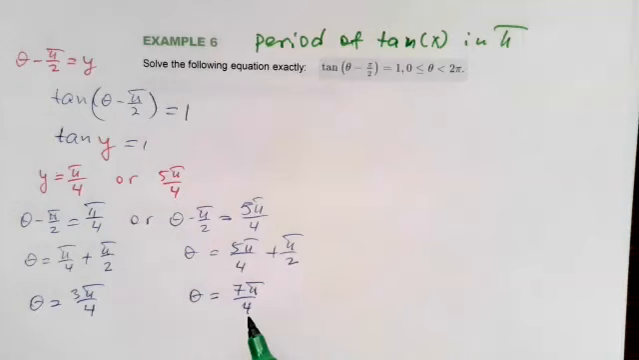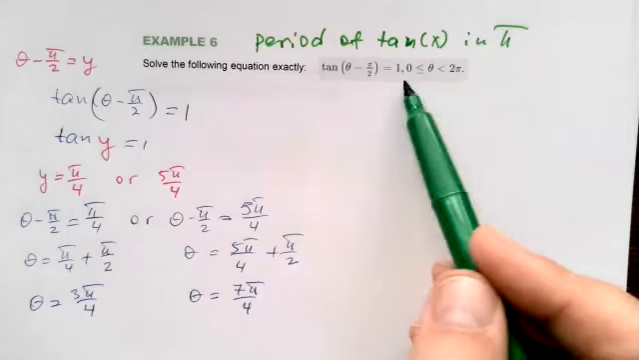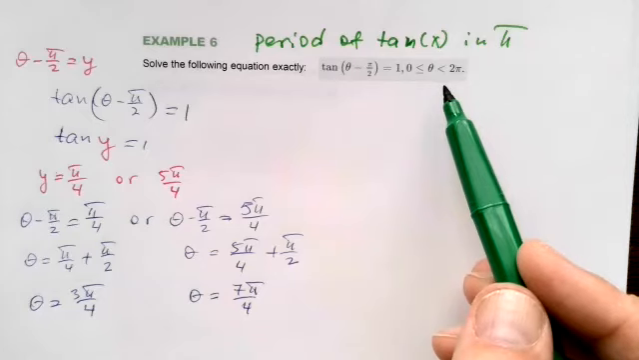So, I'm not in the range that they gave us. Okay, so we're going to get 11.